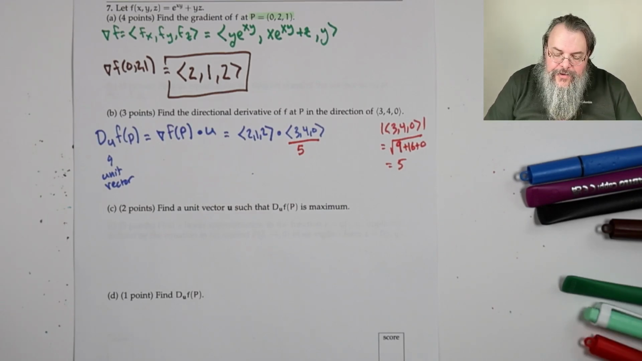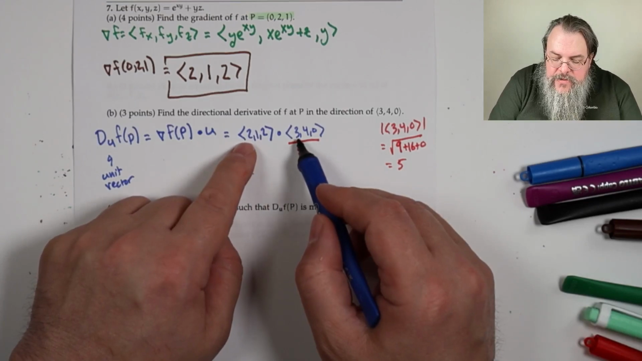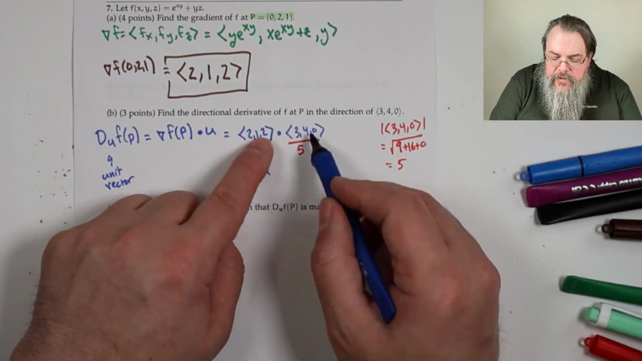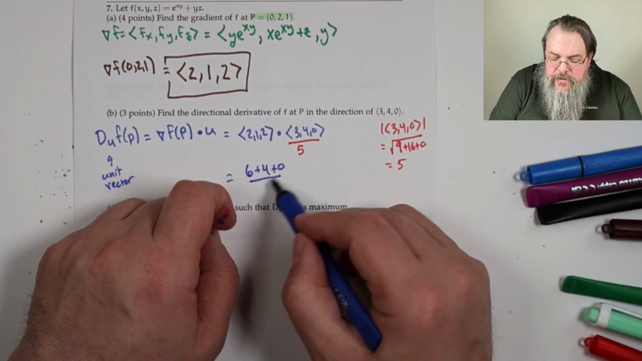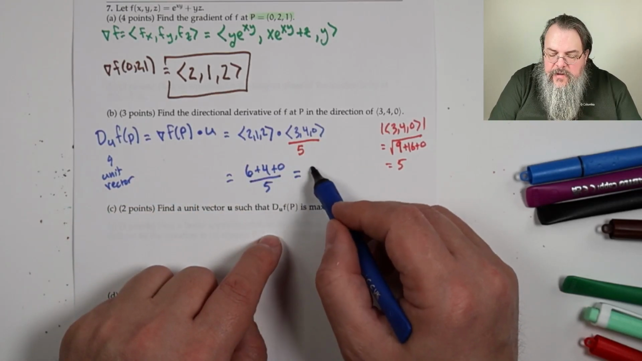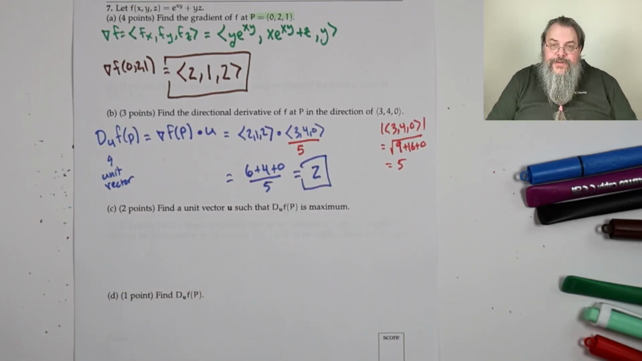All right, so we start doing our multiplication. We have 2 times 3, which is 6, plus 1 times 4, which is 4, plus 2 times 0, all over 5. 6 plus 4 is 10. Divide by 5 makes 2. So the answer is 2. That's the directional derivative in the direction (3, 4, 0).